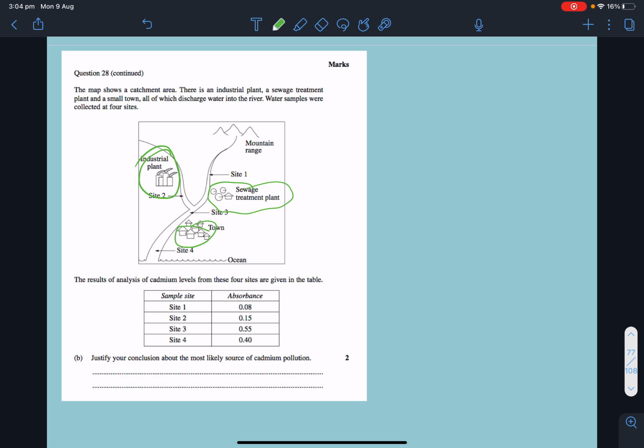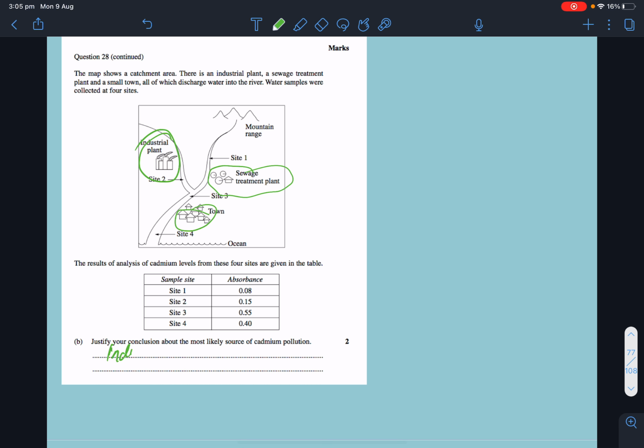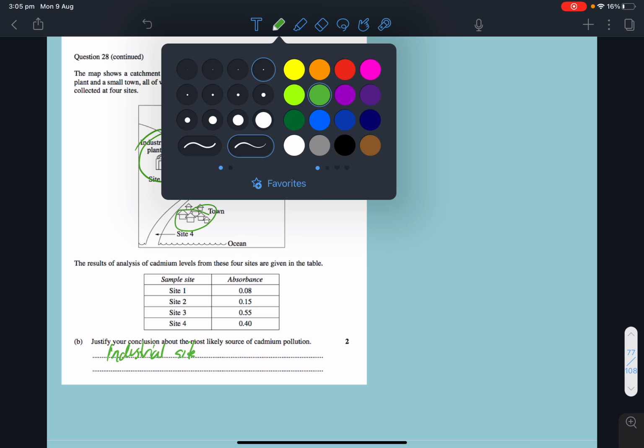Is it from the mountain range? I don't think people are pooping out cadmium. I don't think cadmium's leaching from the town or the mountain range. I think the industrial site is the source of cadmium. Actually, that's just using my knowledge here, but let's look. I didn't even look at the evidence. Okay, let's look at the actual information given to us.